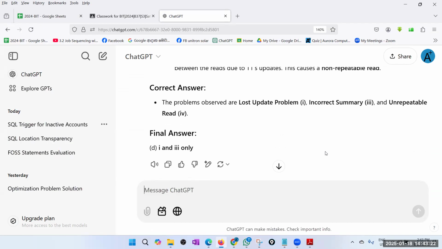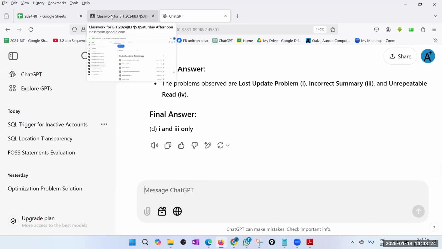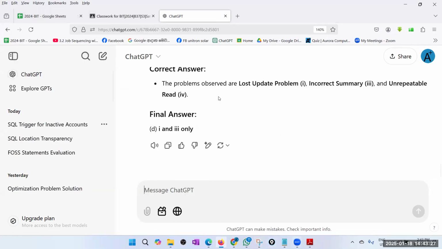Correct answer 1 and 3 only. D. X. හරි D කියලා තමයි කියන්නේ. 1 and 3 only.